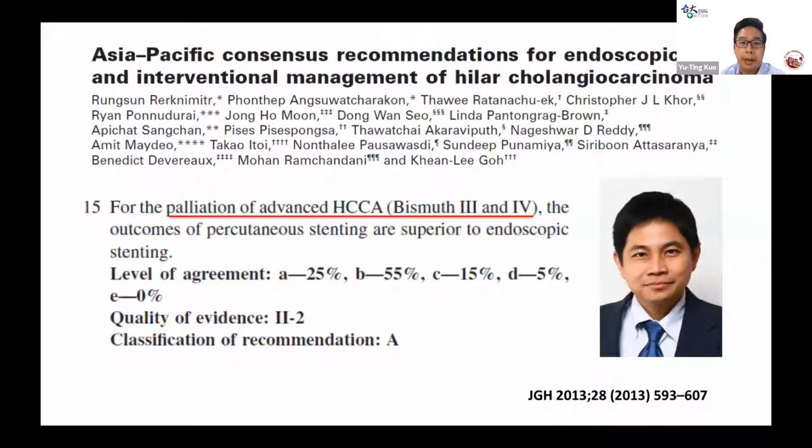How about the palliative? I think that is very important. The consensus was organized by Professor Ransons in 2013 in Thailand, around 10 years ago. In the palliation for Bismuth 3 and Bismuth 4, at that time percutaneous stenting was superior to endoscopic stenting. However, recently, our endoscopic technique and devices have gradually improved.